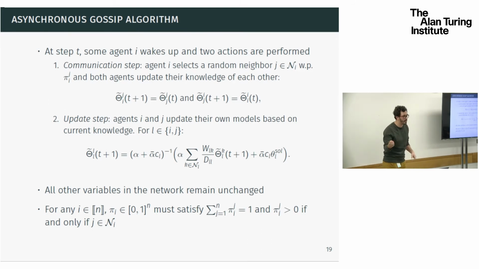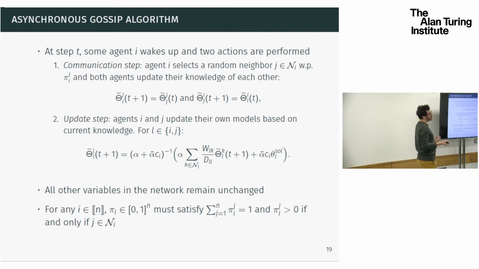So i is going to select a random neighbor j, and they're going to essentially update their knowledge of each other. So they're going to exchange their model and say, oh, this is my current model, please store it. And they're both going to do this. And then they do an update step. So the two agents then update their own model based on the current knowledge they have about their neighbors. And so essentially, this is the update that's over here.